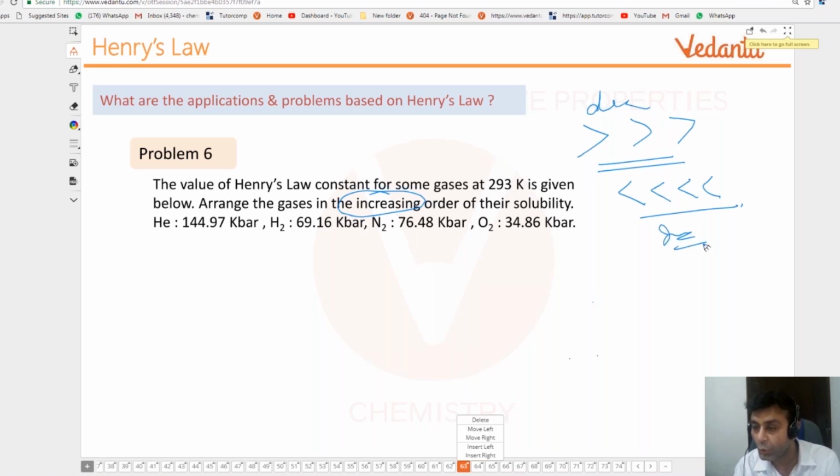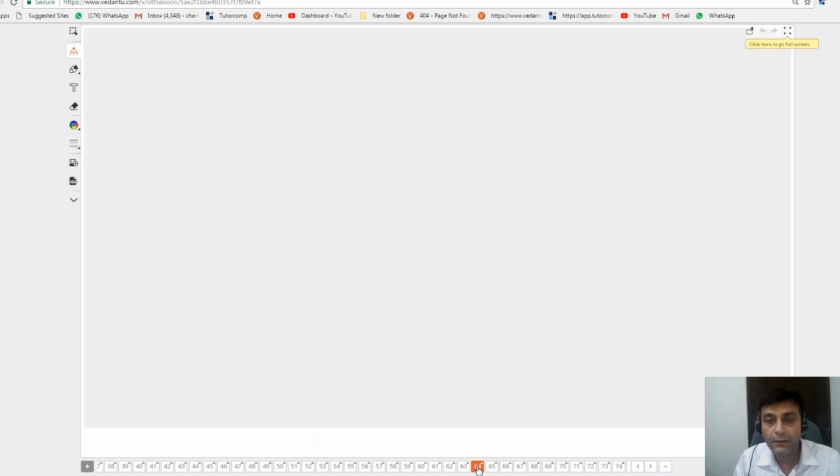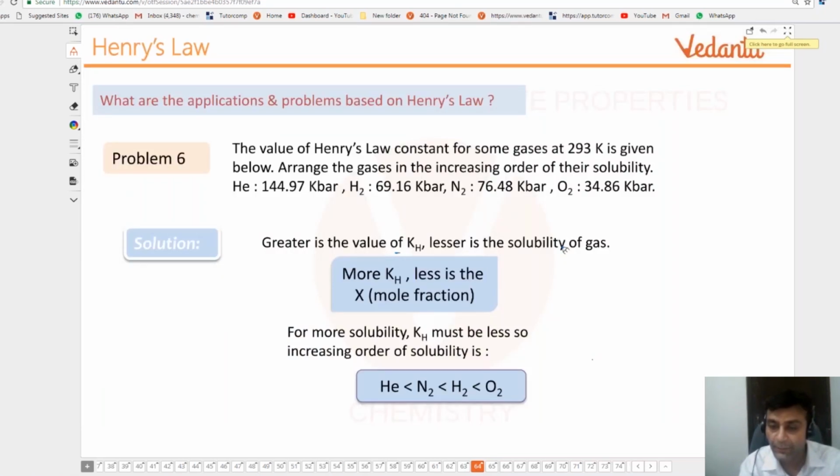Yes, lower the KH value, more the solubility. Absolutely correct concept. Very good. Greater the KH value, less the solubility. This concept has to be applied here. So helium, then nitrogen, then hydrogen, then oxygen. Venkata, absolutely correct. Good.